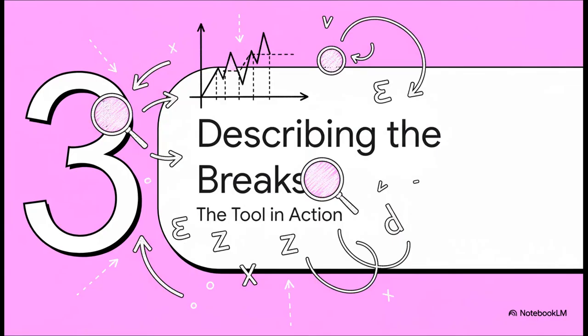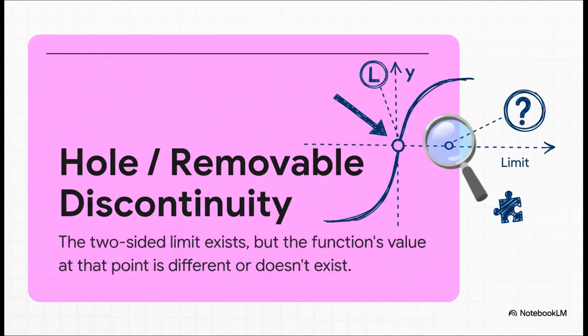Okay, tool belt on, we've got our new concept, the limit. Now let's go back to those three broken graphs we started with. It's time to put this tool into action and see how it gives us a super precise way to talk about what's really going on. Let's start with that hole in the road. Using our new lingo, what's happening?